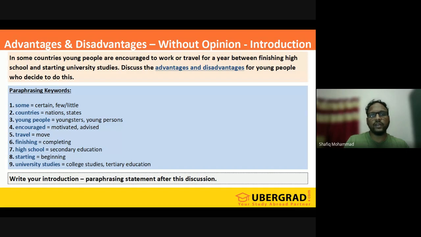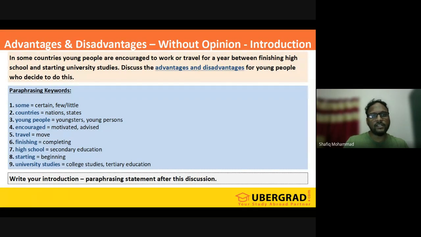For "high school" you can say "secondary". For "further studies" you can write "tertiary education", which is nothing but university studies or college studies. You can use entire word to word also. Or, if you feel that you can entirely paraphrase it on your own, that is also fine, but the meaning should be the same.